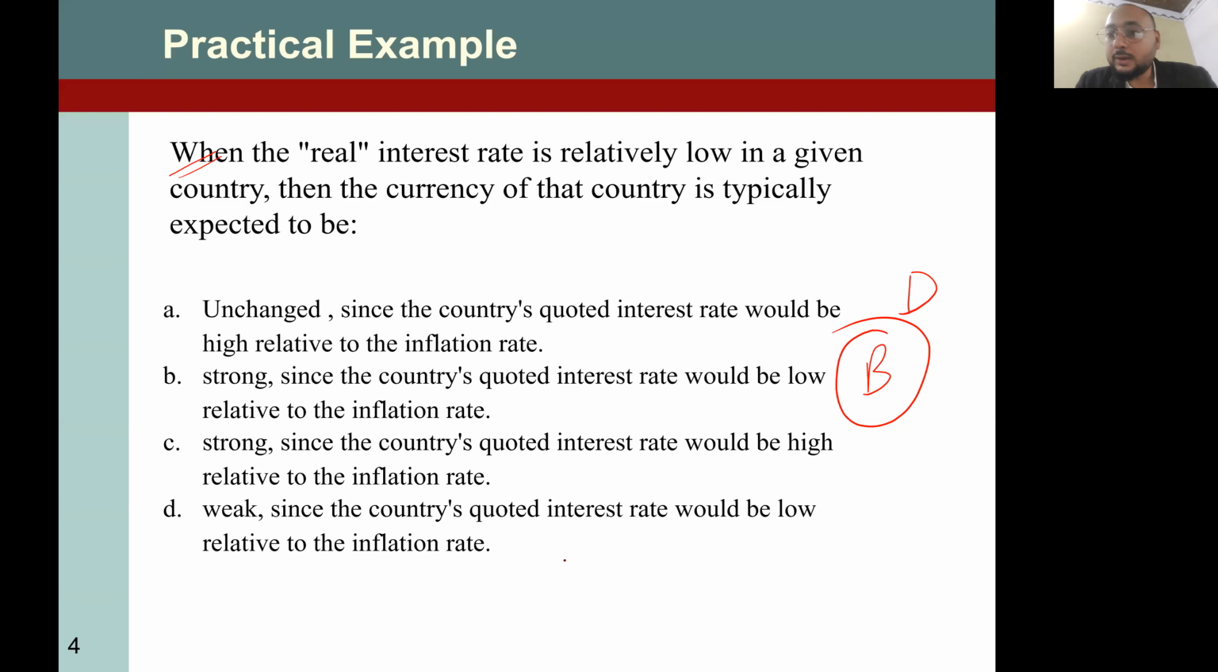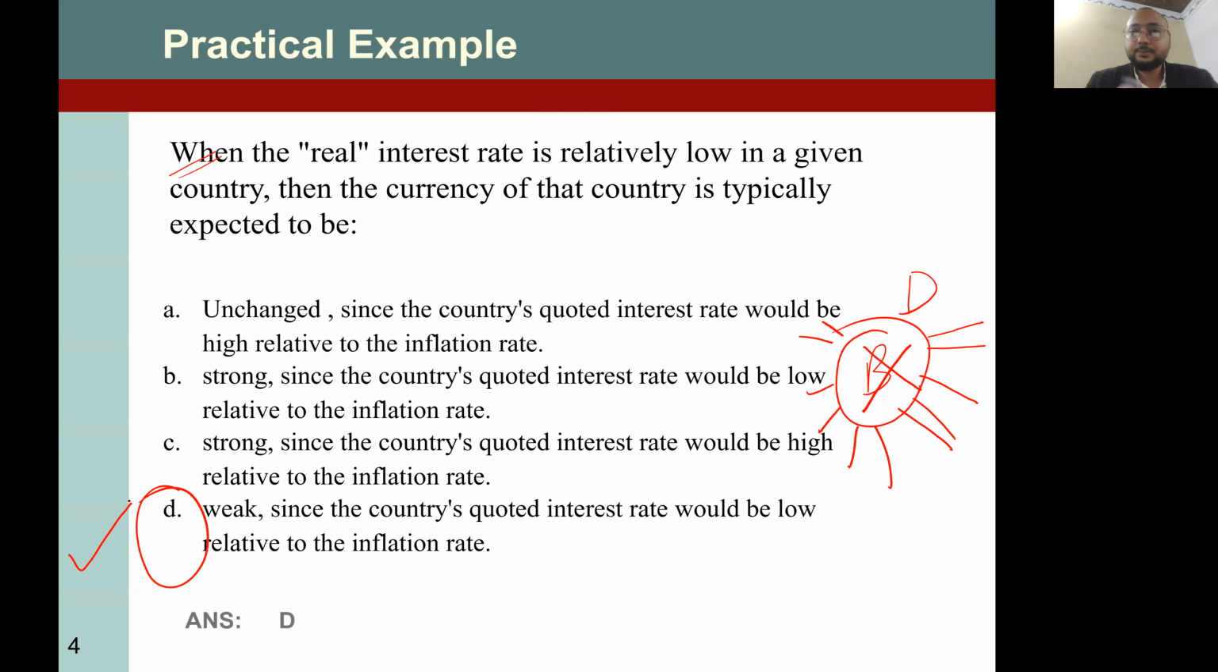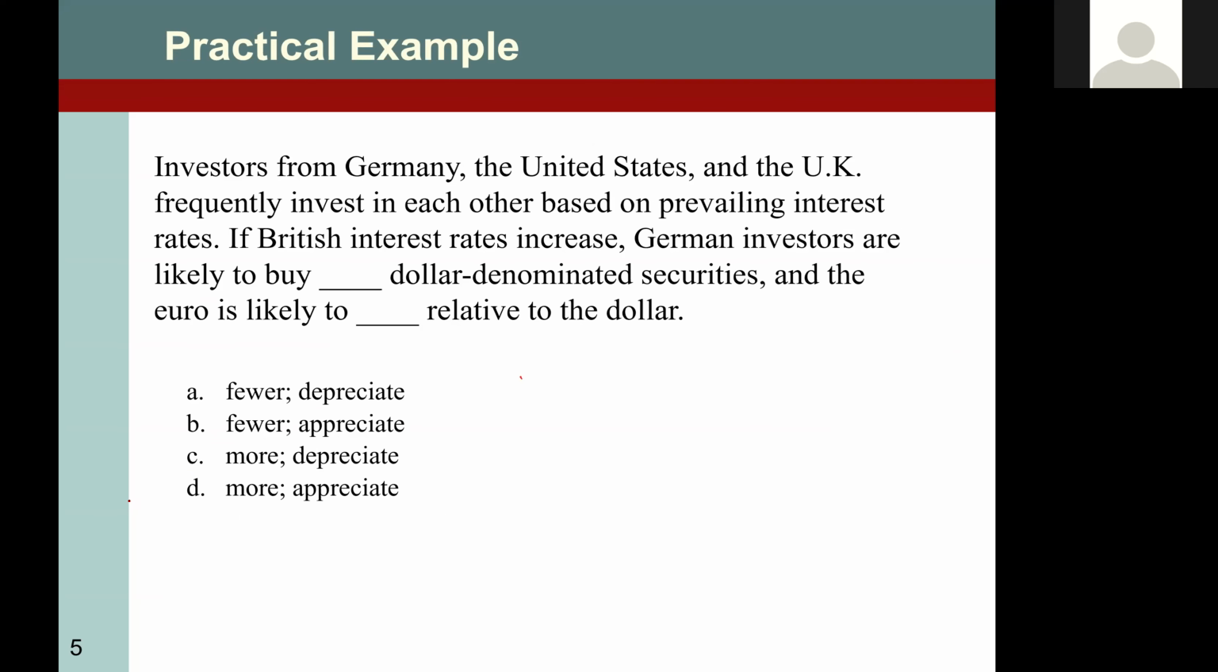Understand? Oliver, Lancelot. Oliver, you got the idea now? Yeah. Good.